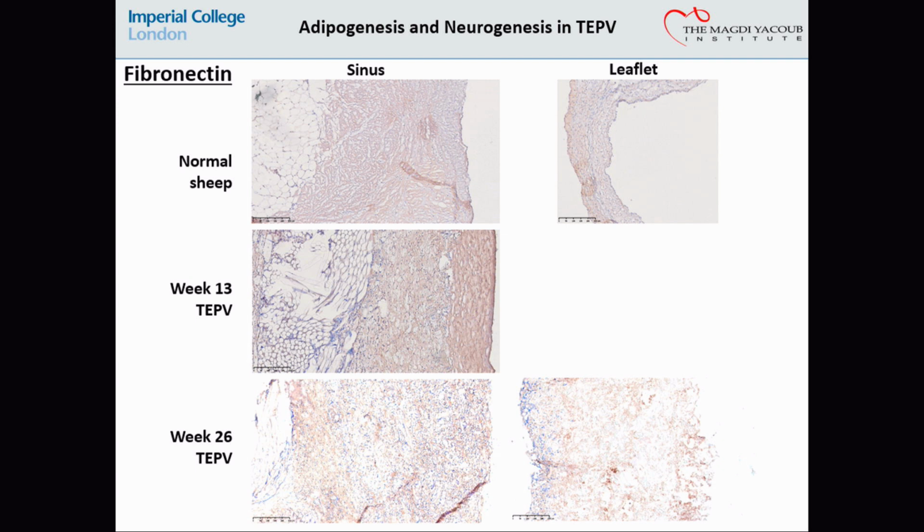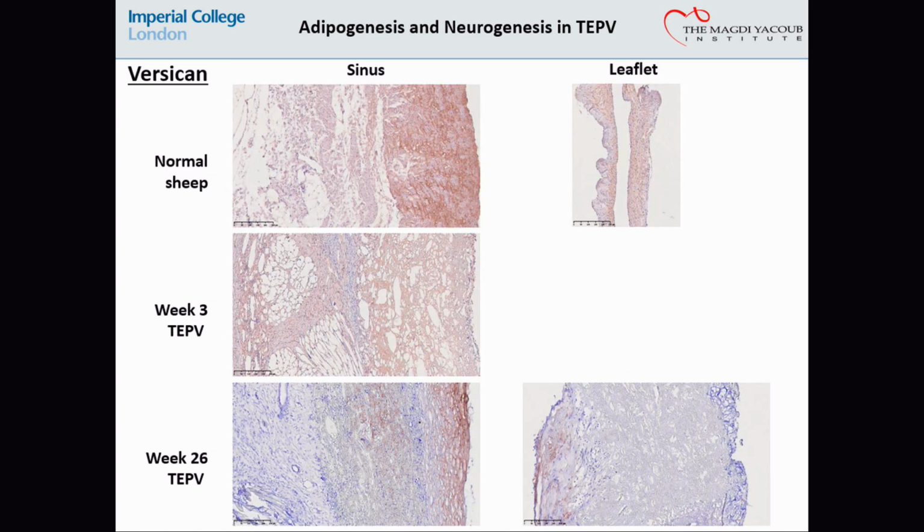This shows the expression of fibronectin, and by week 26, you can see that we have almost equivalent expression of fibronectin as in the normal sheep. The leaflet, this is a normal leaflet showing fibronectin, and the fibronectin level here is almost equivalent in the normal sheep.